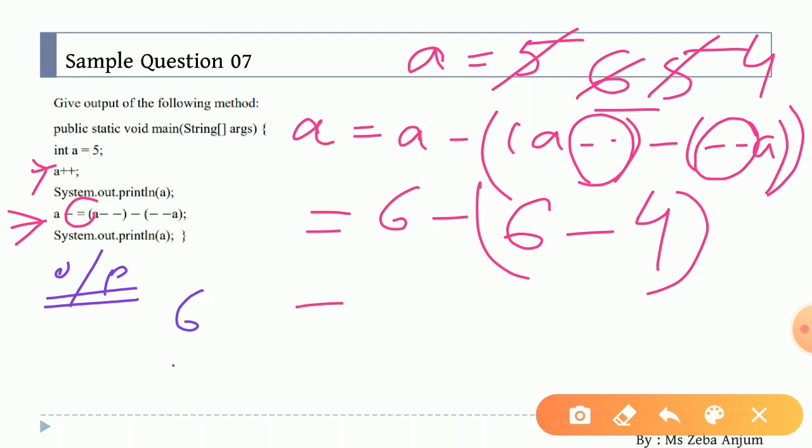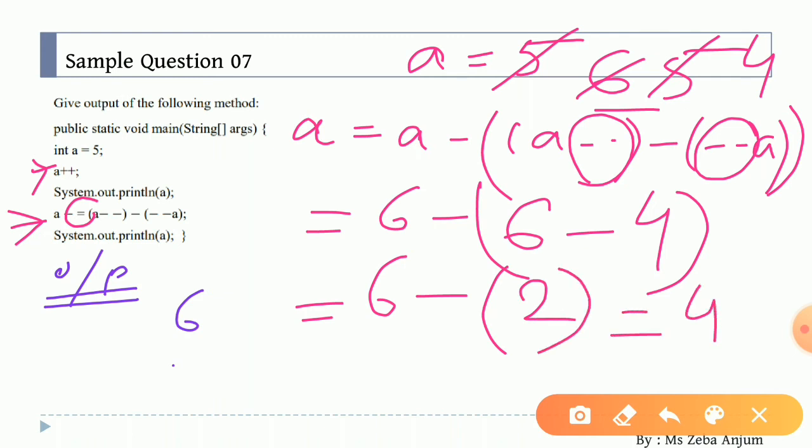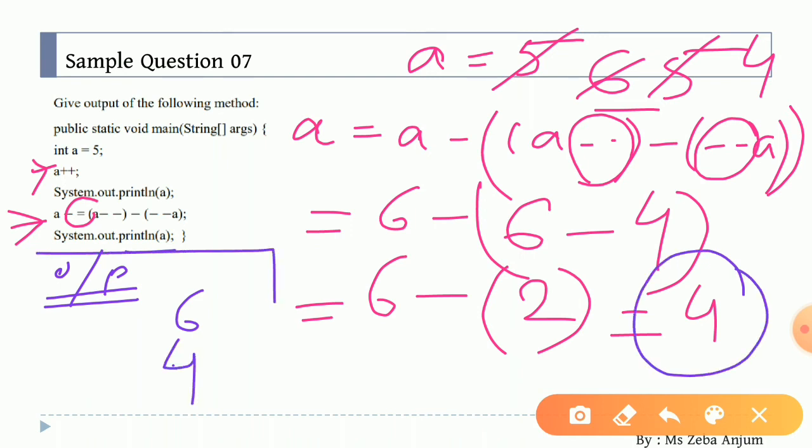Okay, now firstly we will solve the bracket portion. 6 minus 4 is going to give you 2. So 6 minus 2 will be 4. And now see, the next line we are having system.out.println a. So again the value of a, that is the updated one, is 4. So you will be getting 4 as an answer. Now see, this is the output for this question.